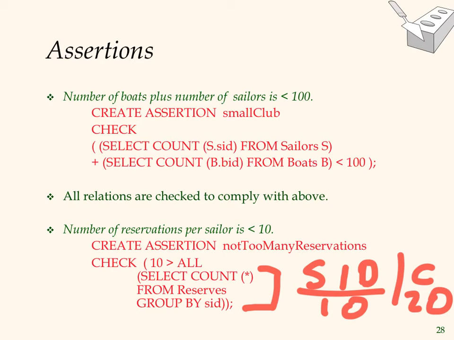Then you can check, actually using the all constraint, quite elegantly. You can say, well, I don't want any, so for every sailor I'm going to find the number of reservations they've made, and I don't want any of those reservation numbers to be greater than 10. So again, the general point here is that you have the full power of SQL to write assertions, and that allows you to express a lot of constraints.